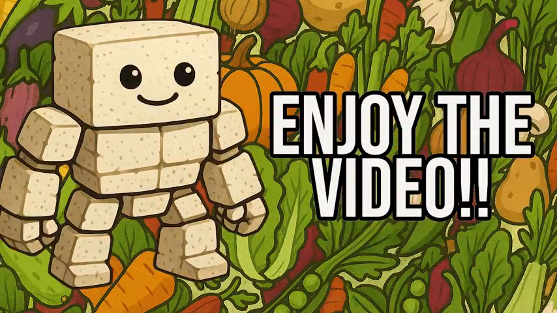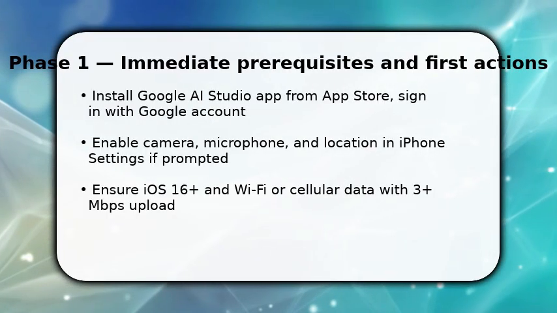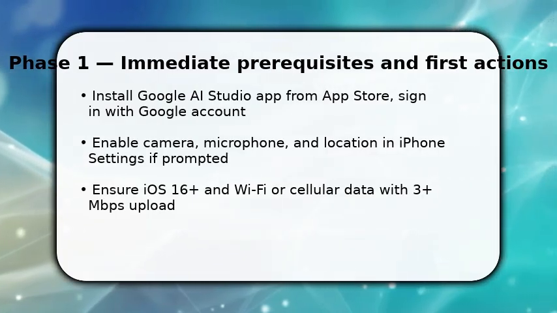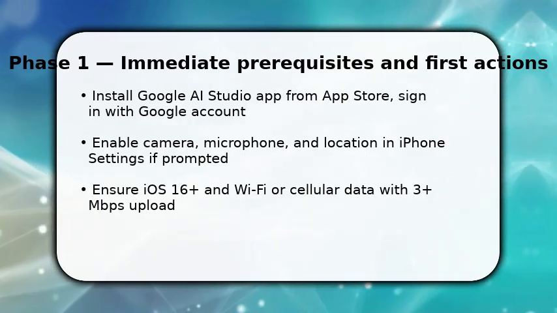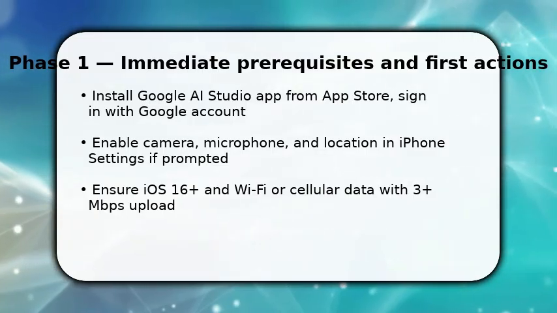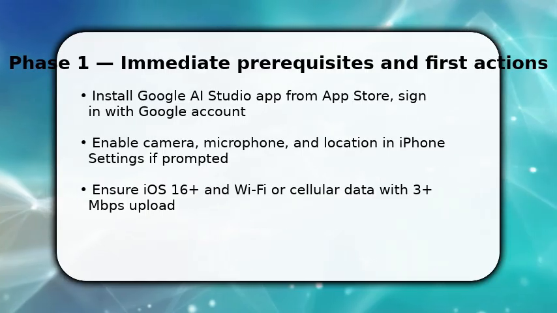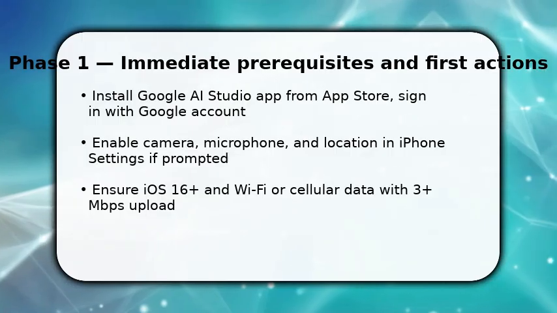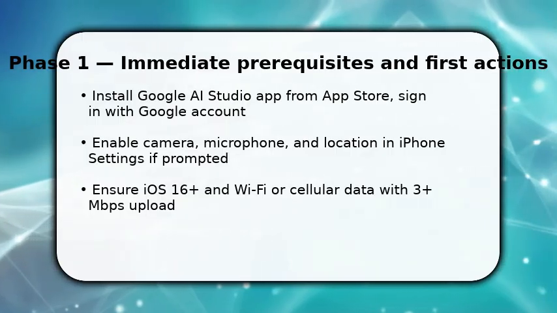Please enjoy the video. You start by opening the App Store and downloading Google AI Studio. Sign in with the Google account you plan to use. Once done, make sure you grant camera and microphone permissions in settings so the app can capture media. Also verify iOS 16 or later and a stable Wi-Fi or cellular connection.